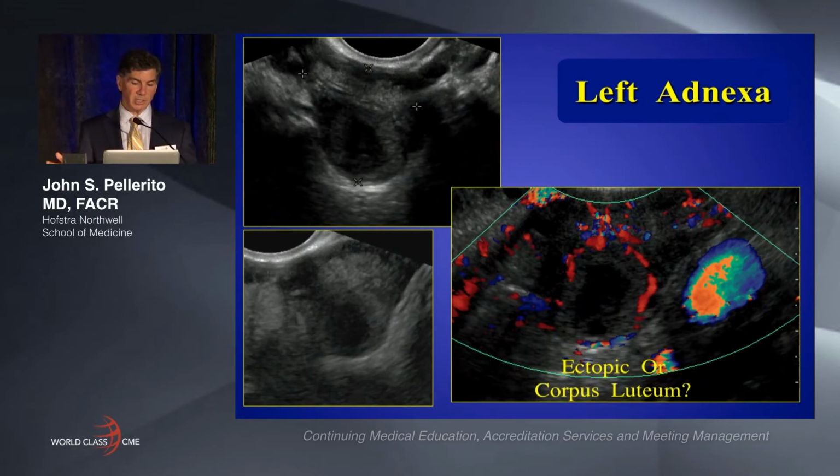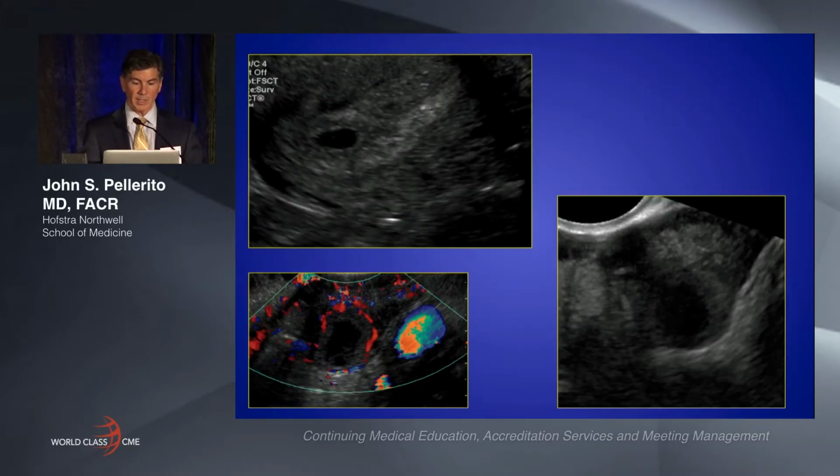So going back to this case, do we think it's an ectopic or do we think it's a corpus luteum? Well, looking at the lesion, it's less echogenic than the adjacent ovarian tissue. So I think it's probably more likely to be a corpus luteal cyst. And then I spend more time going back to the uterus and I see that there's, and this is a magnified view, a very small intrauterine pregnancy.